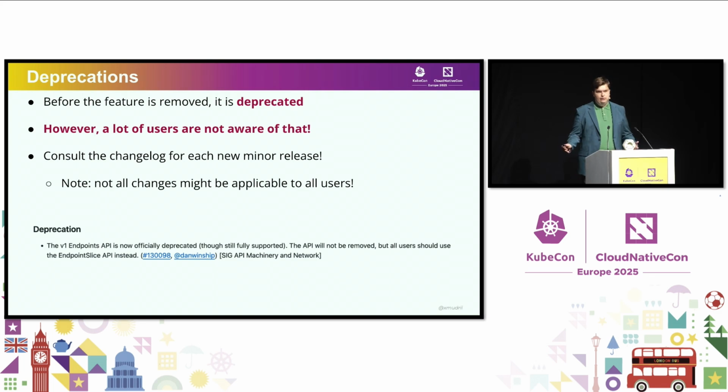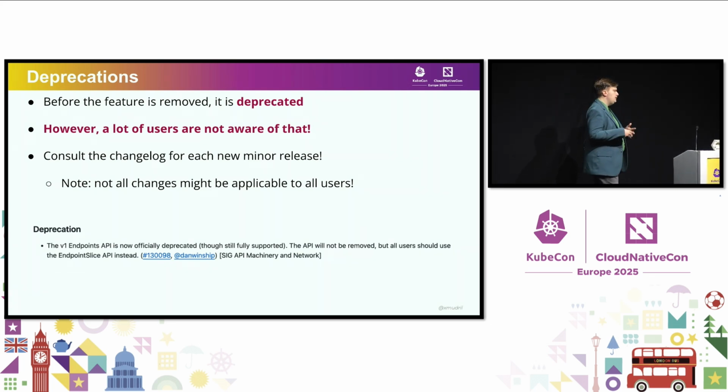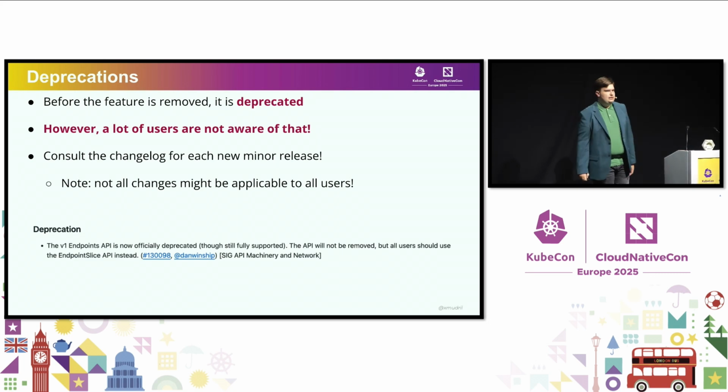The best way to find deprecations is the changelog. Those are sometimes in the blog post, but sometimes not, but the best place to find information about deprecations is the changelog. Again, the same note applies. Not all deprecations will be relevant to you, but it is best to have some idea of what's going to be eventually removed at some point.